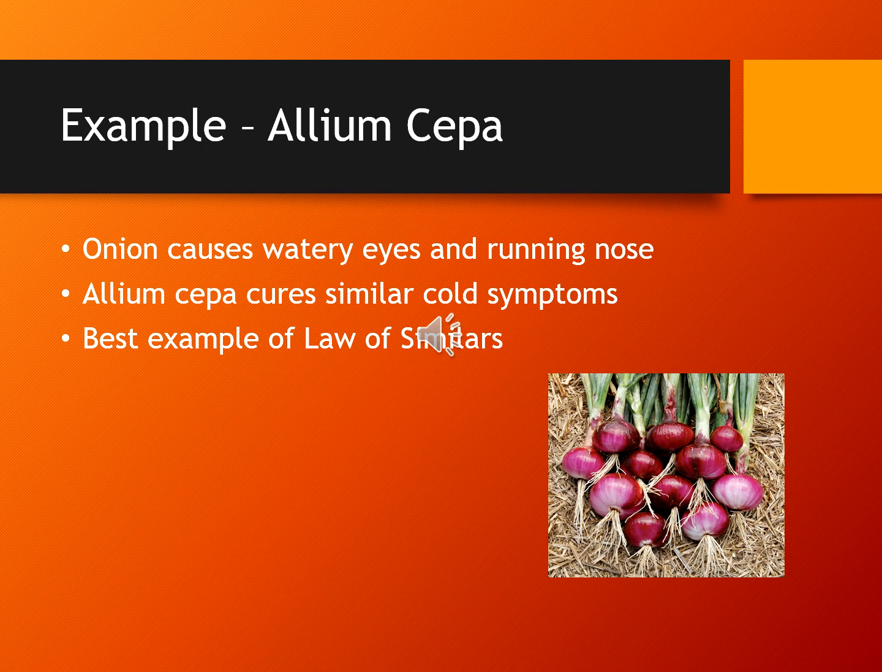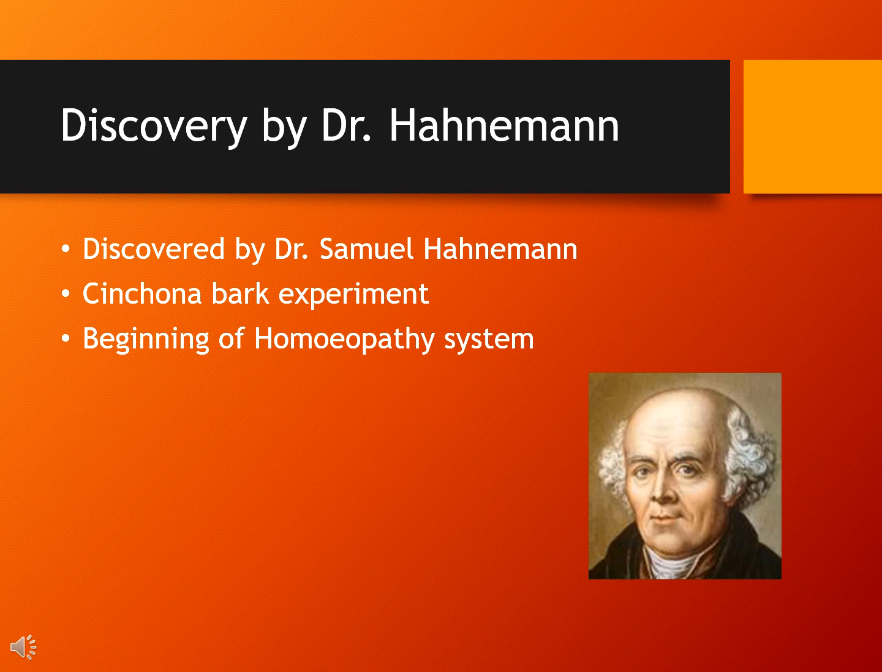Now, let us understand the law of similars with a very common and important example. When we cut an onion, it causes symptoms such as watering of eyes, burning sensation, and running nose. These symptoms are produced in a healthy person. In homeopathy, Allium cepa, which is prepared from onion, is used to treat similar symptoms of cold, such as watery nasal discharge and irritation of eyes. Thus, a substance that produces symptoms in a healthy person is capable of curing similar symptoms in a diseased person. This clearly explains the law of similars by Dr. Hahnemann.